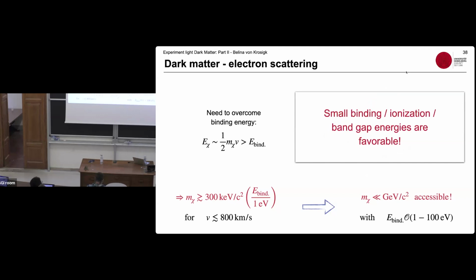The electrons in a noble gas are actually happy where they are. They have a high binding energy, and so you are well above 10 eV typically. Whereas in, for example, silicon or semiconductors in general, we are more at the eV scale. And then the next question could be, are there actually materials that have even lower binding energies? So if you're looking for dark matter electron scattering and want to build an experiment, you're looking for materials with a small binding energy.